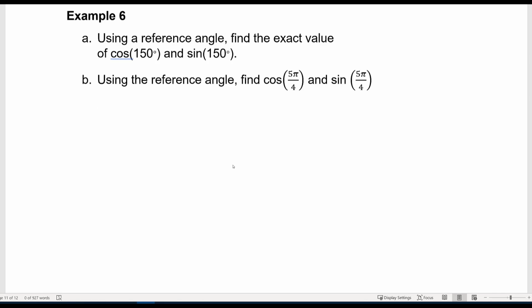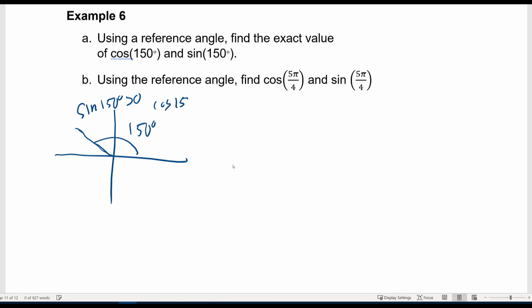And I always like the visual of this, so I'm going to draw it here. 150 is right around this, just approximately. So you can see by that, sine of 150 is going to be positive, but cosine of 150 is going to be negative. And what is our reference angle? Well, what is 180 degrees minus 150 degrees? It's going to be 30 degrees. So that this is 30 degrees.